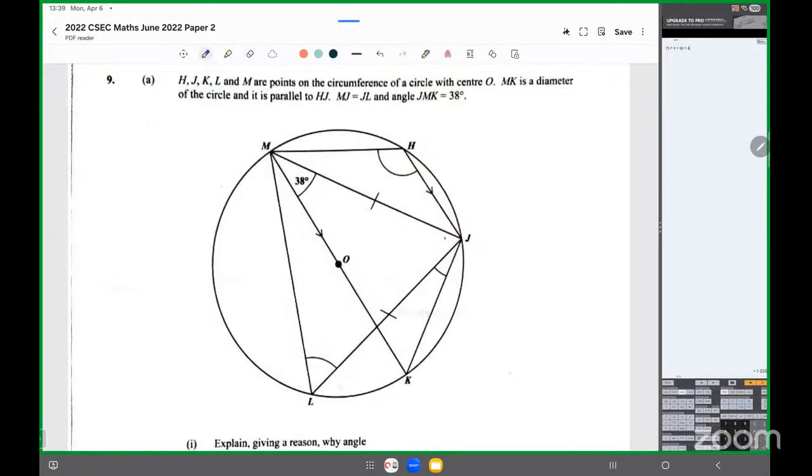All right, and then it says MJ and LJ are equal. Now, those are indicated with these lines. It means then that this triangle is an isosceles triangle. This triangle is isosceles. That's an isosceles triangle.